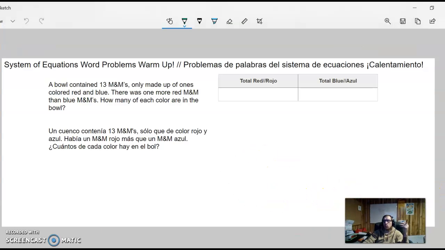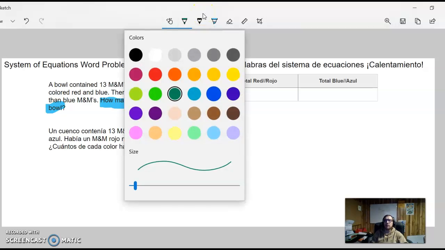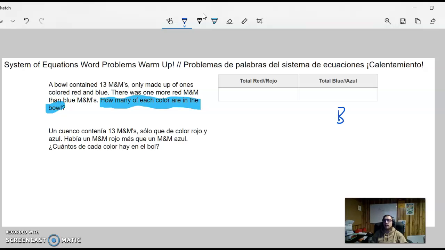Again, one of the ways of solving these, if you can't just see it, is to try to guess a little bit here. And when I say guess, I want you to organize your guessing. We have the question that we need to answer right here. It says, how many of each color are in the bowl? How many of each color of what? How many of each color of M&Ms are in the bowl? So we have our blue M&Ms, and we have our red M&Ms. And it gives us a little guidance here. It says the bowl contained this many M&Ms. So together these two have to equal 13. So we could just kind of guess and see.